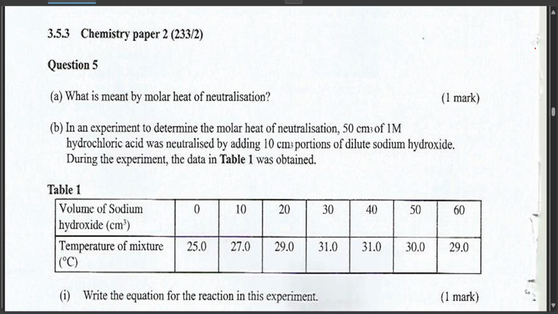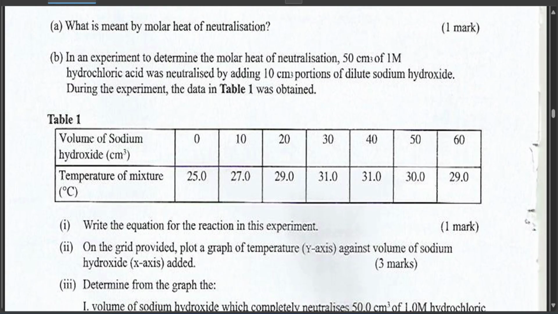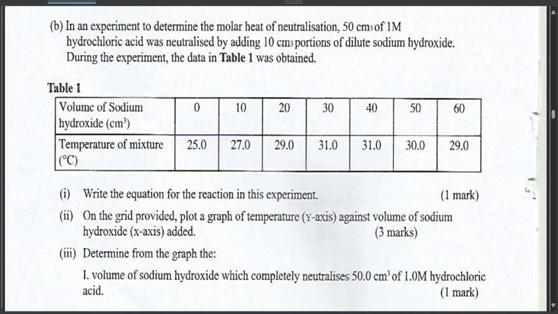50 cubic centimeters of 1 molar hydrochloric acid was neutralized by adding 10 cubic centimeter portions of sodium hydroxide. So during the experiment, the data in table 1 was obtained. So you have the data, you have the volume of sodium hydroxide, different volumes, giving you different temperatures. So Roman 1 was asking you to write the equation for the reaction in this experiment, and then you're supposed to plot a graph of temperature on the y-axis against volume of sodium hydroxide added on the x-axis.